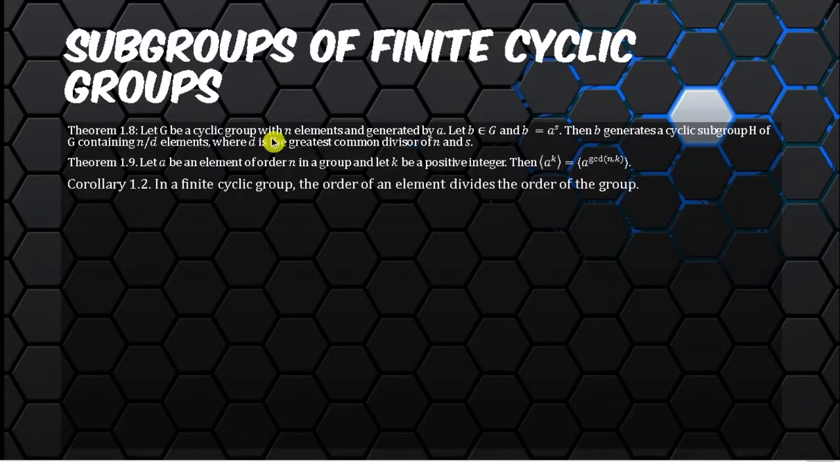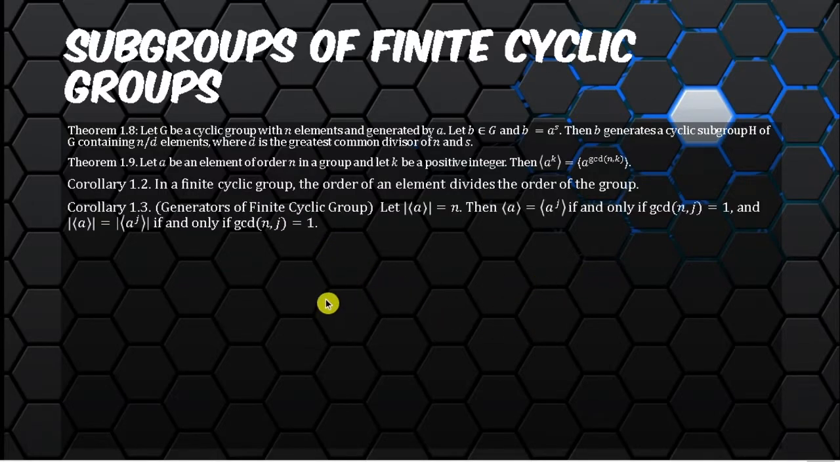But based from these two theorems, I'm going to present again another one, but this time it's a corollary. What do we mean by a corollary? These are same as theorem, but they are directly derived from a theorem. So yung nasa taas, corollary. The first corollary: in a finite cyclic group, the order of an element divides the order of the group. I have another one, generator of finite cyclic group.